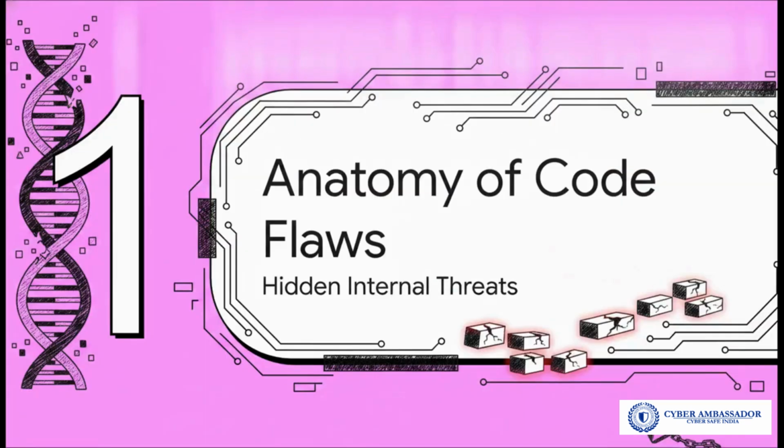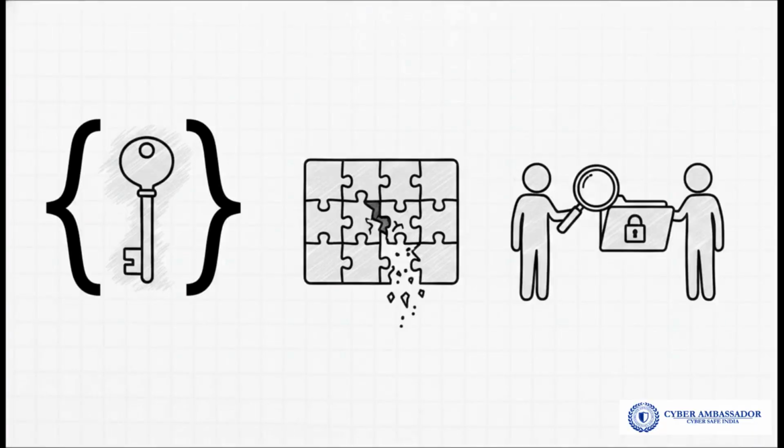Section 1, Anatomy of Code Vulnerabilities. Let's establish exactly how these genetic flaws create massive business risks. All right, so when most of us think about cyber threats, we picture a hacker in a hoodie aggressively bashing against a firewall. But actually, the most dangerous threats are usually internal. They're born right there in the development phase.